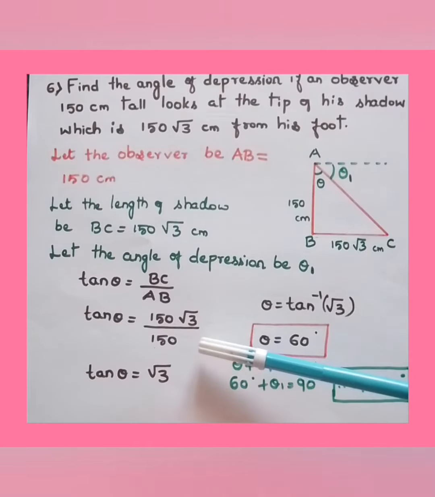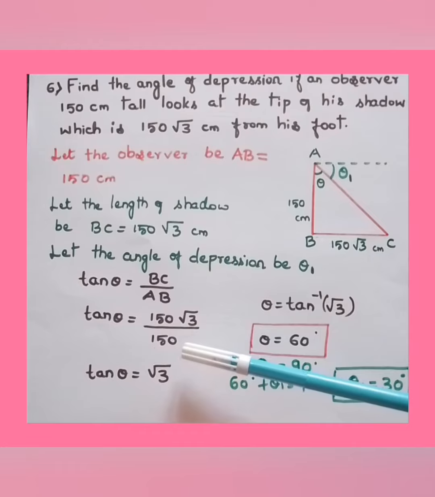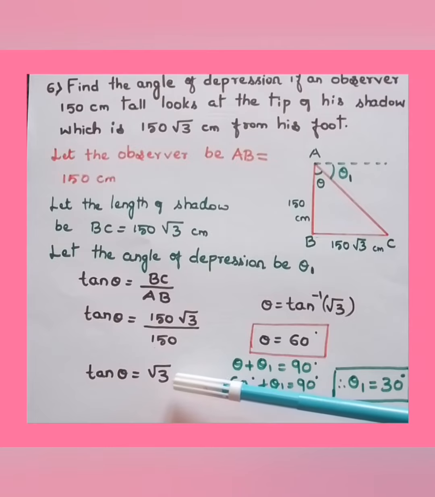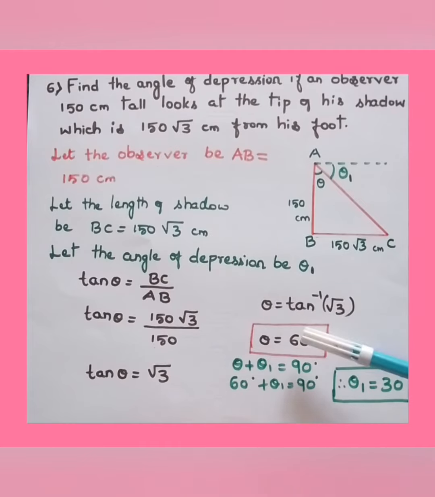So substitute the values of perpendicular by base, and 150 cancels, leaving root 3. For what value of theta do we get tan theta as root 3? Tan 60 is root 3, so you get theta as 60. In another way, take tan to the other side: theta is equal to tan inverse of root 3, and tan inverse of root 3 is also 60. We got the theta value. So theta plus theta 1 is equal to 90. Substitute the theta value: 60 plus theta 1 is equal to 90. Therefore theta 1 is equal to 30 degrees. Hence the angle of depression for the observer is 30 degrees.